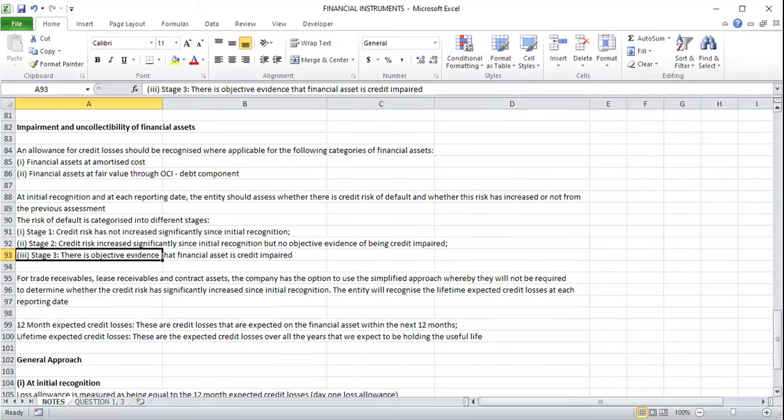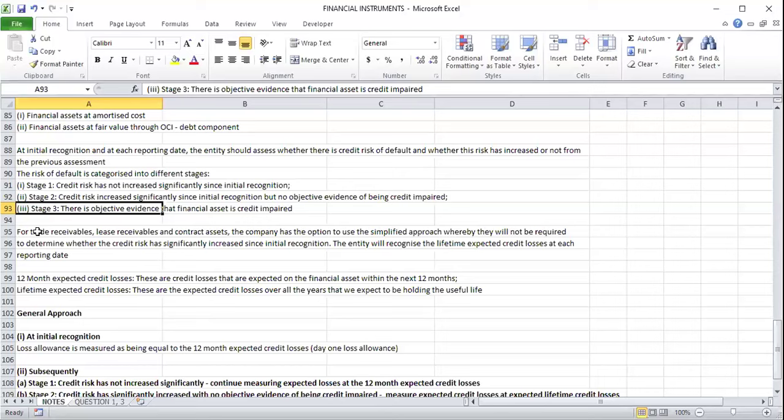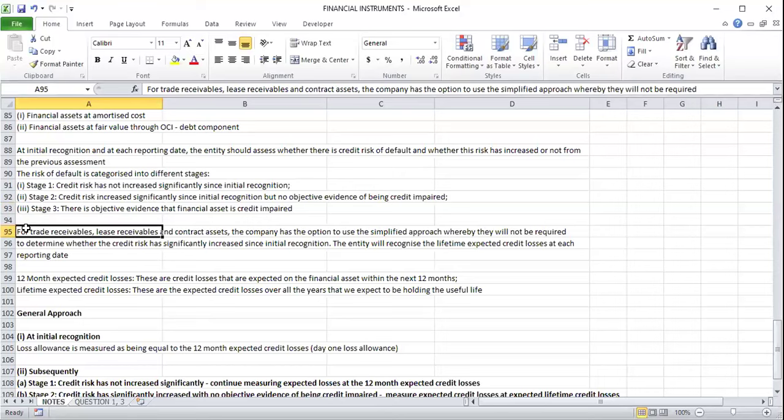For trade receivables, the company can use the simplified approach, whereby they will not do detailed risk assessment. That is for debtors that are for trade. So the entity can then recognize lifetime expected credit losses at each reporting date. When we talk about 12-month credit losses, we mean these are expected losses within the next 12 months. And lifetime expected losses, these are expected credit losses over the useful life of the asset.